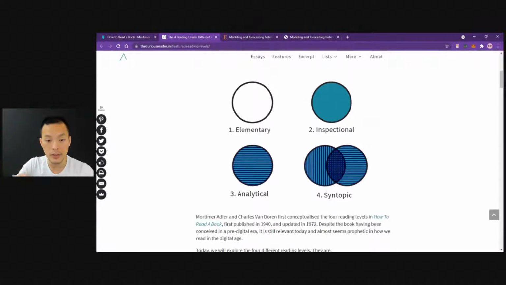And most of you, when you try to read a research paper, you go from the first page to the last one, and that classifies you in this second category, inspectional. So today we're going to talk about the definition of all four levels of reading, and then we're going to see which one will work best when you read a research paper. So the first level of reading is elementary.